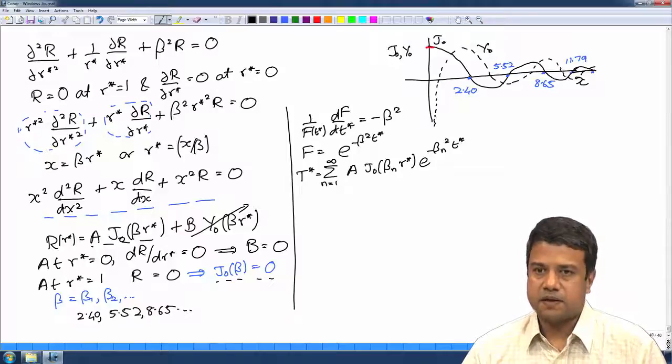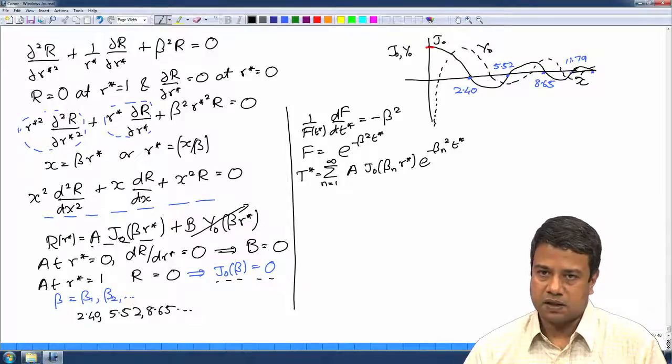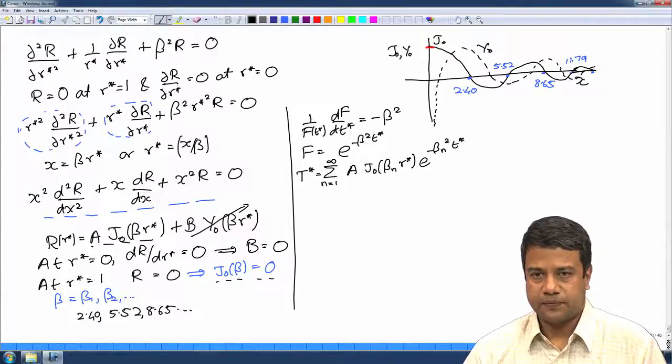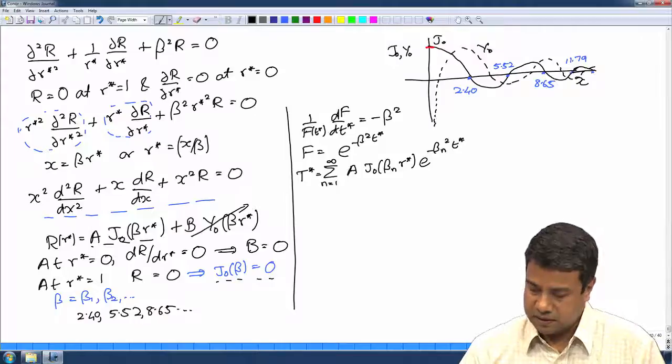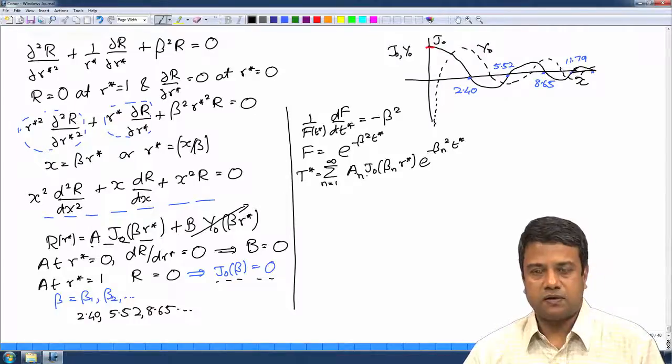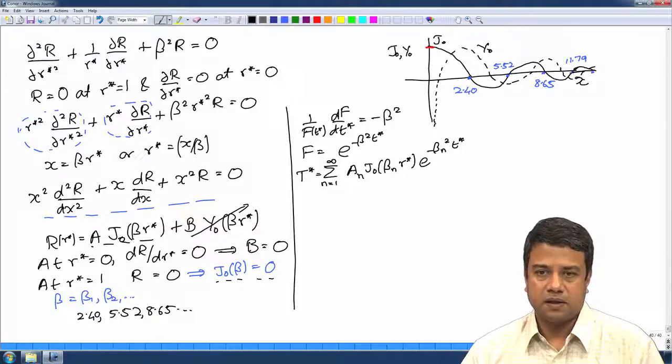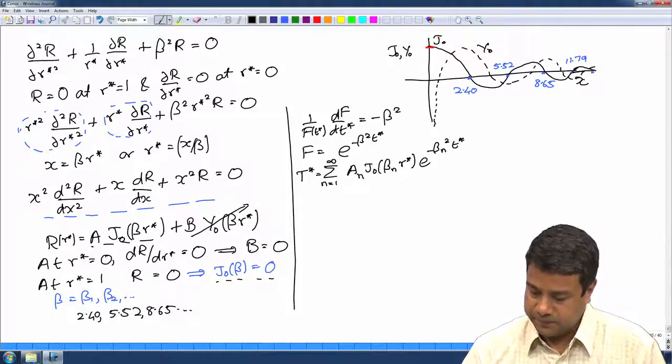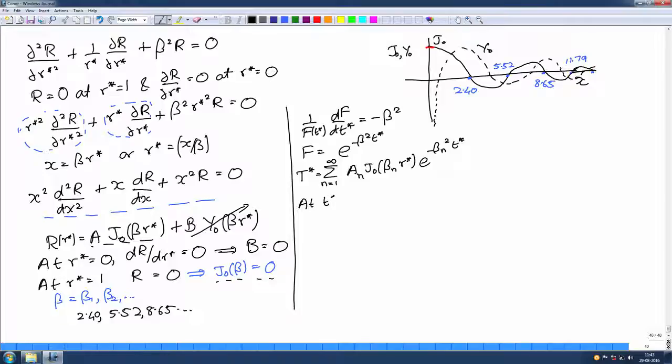So, that is the most general solution for the temperature field. I have satisfied the boundary conditions in the spatial direction, the two homogeneous boundary conditions at R equal to 0 and R equal to 1. How do I get these constants? These constants a n have to be obtained from the initial condition, because at t star equal to 0, we know that the temperature is equal to 1, that is the initial condition. So, from the initial condition we will obtain the constants in this expression using orthogonality relations.